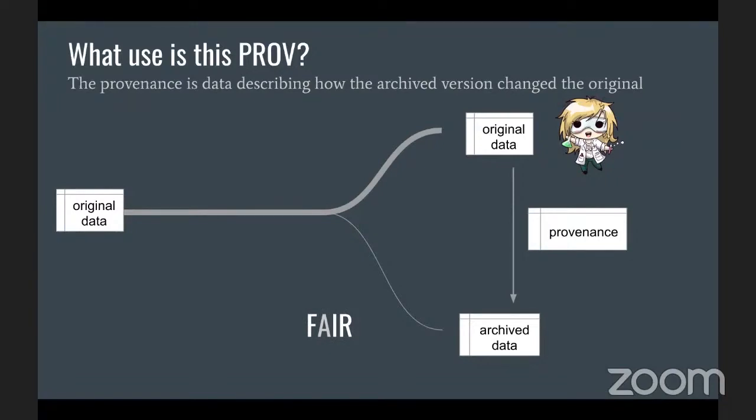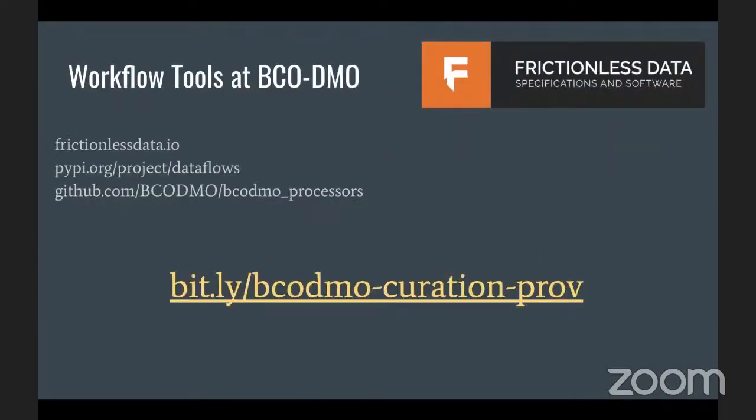I know that was very quick, but I just wanted to highlight quickly the tools that we use so that we can get to the discussion part of the session here. So we're using a package called Frictionless Data, and the declarative workflows we use is built on a Python project called Dataflows. Dataflows comes with a dozen or so typical out of the box processors that you could use to flip data sets, add columns, remove columns, that type of thing. And then BicoDemo wrote its own set of processors to do more ocean data operations on that.